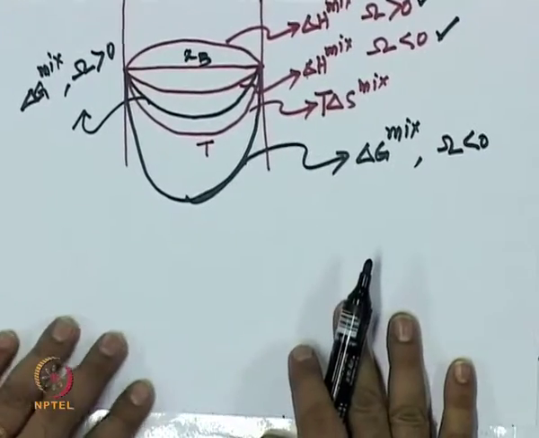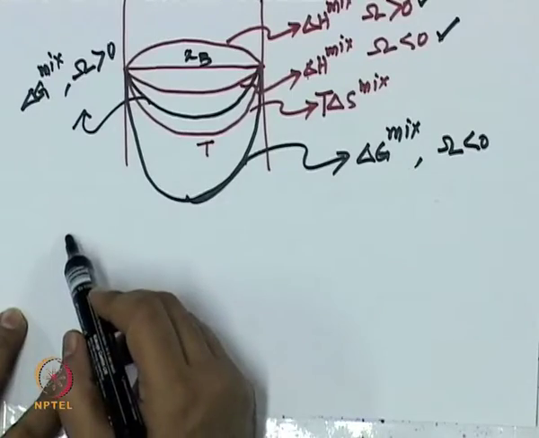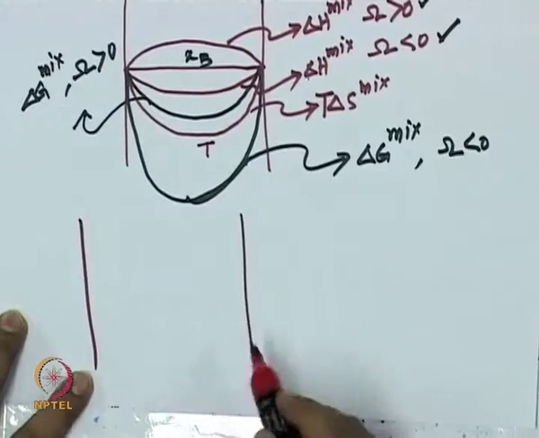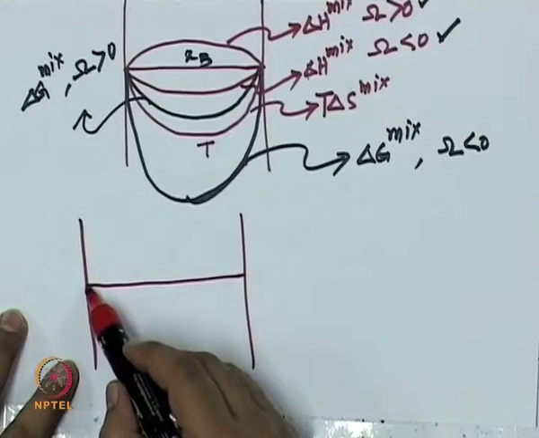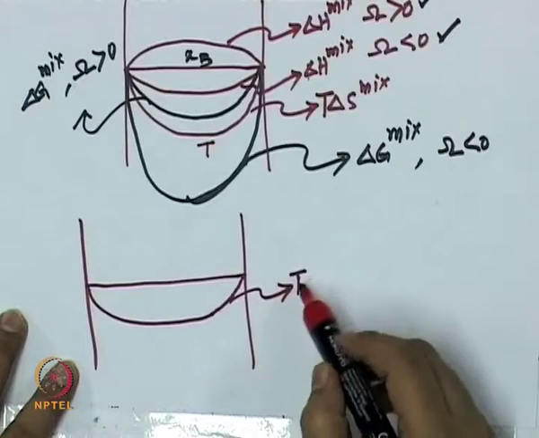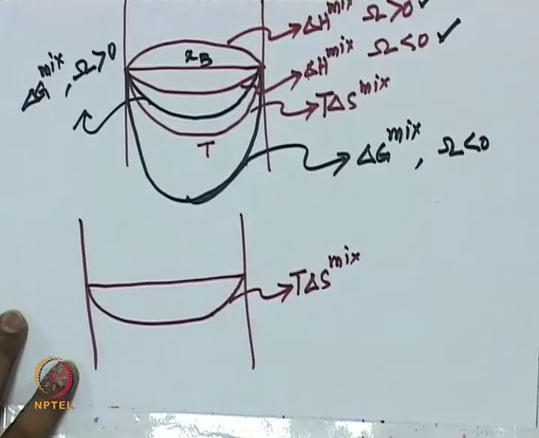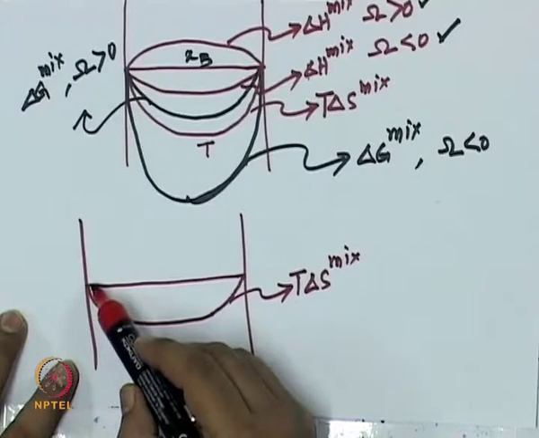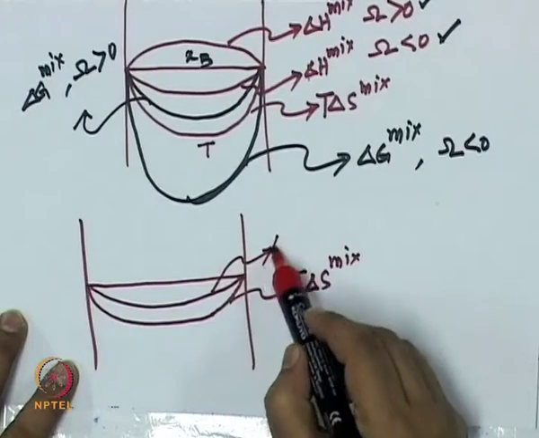On the other hand, let us consider a case where the temperature is not very high. So, I have a delta S mix and a temperature such that it is something like this. So, this is at some T delta S mix. Now, I am going to consider two cases, one in which the delta H mix is also negative. So, this is delta H mix.